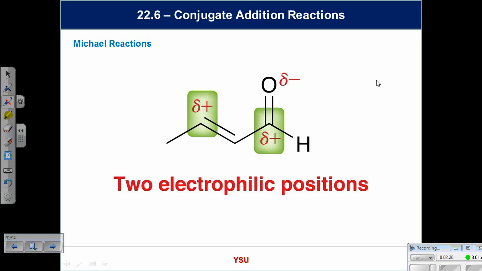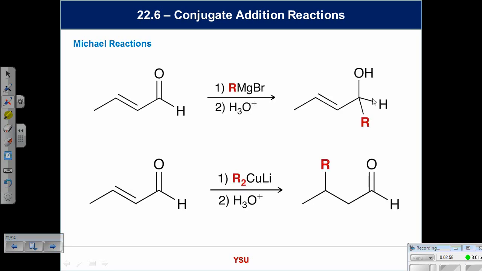The idea now that the system can be attacked at two places, that starts to open up things in terms of synthetic utility and also mechanistic ideas in terms of what can happen and what will happen. And we have to deal again today with the idea of kinetic attack and the idea of thermodynamic outcomes and talk about stability of products and then think about how to use them. So what we'll do first is conjugate addition, this idea that we can attack these things either at the carbonyl carbon or at the beta carbon to produce different products. And you've got to be on your toes here to be able to see the difference.